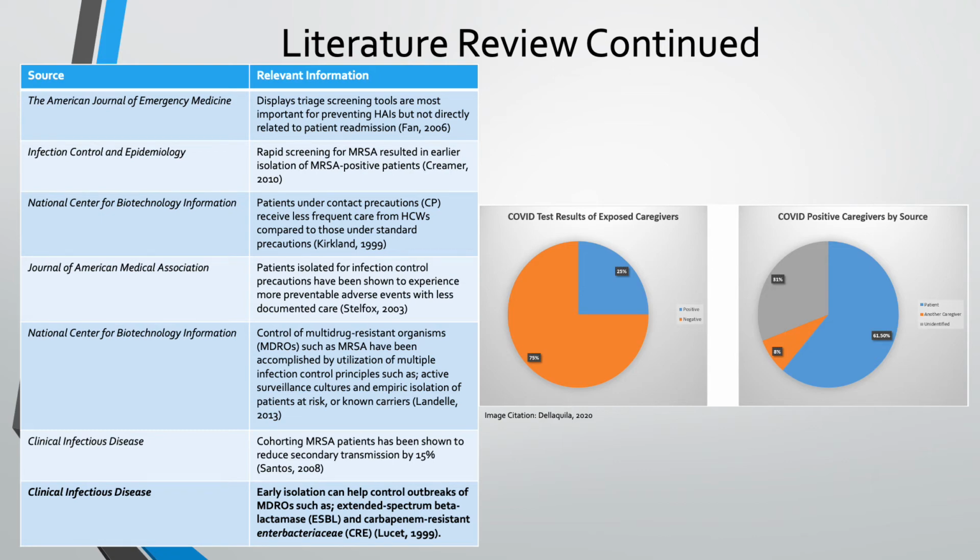Specifically for us, 25% of our documented exposures resulted in COVID-positive caregivers. Furthermore, the majority of exposure sources were patients, and almost all of these exposures occurred when a healthcare worker provided care to a patient before COVID was suspected. So our exposure source was the patient 61.5% of the time. 31% of the time it was an unidentified source, and 8% of the time it was another caregiver.